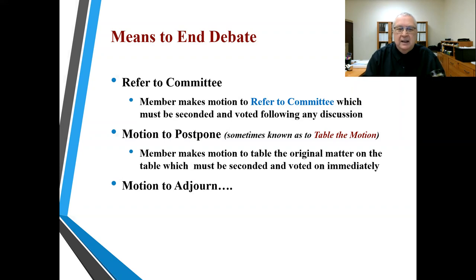That kind of idea. So as a result, motion to postpone indefinitely is a very clever way of just getting that issue off the table. And of course, the number one tactical tool, motion to adjourn, which means the meeting's over, whatever we're talking about doesn't matter anymore because we've ended debate.